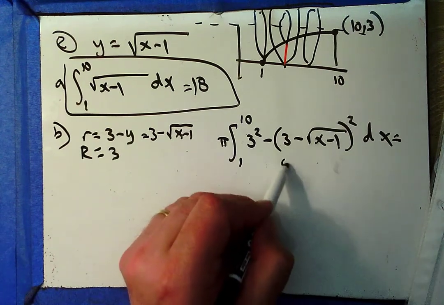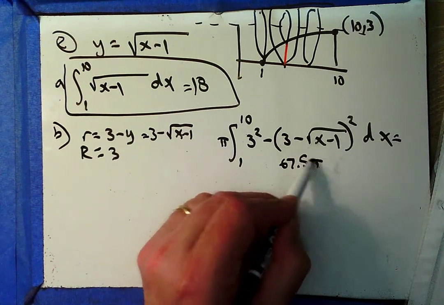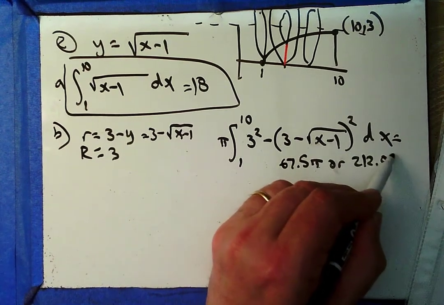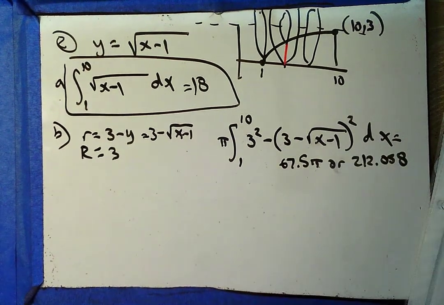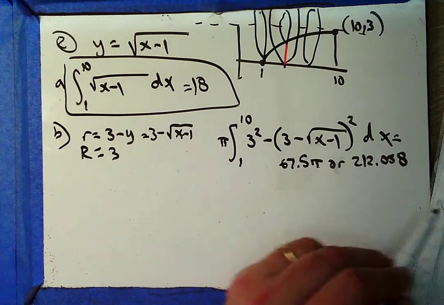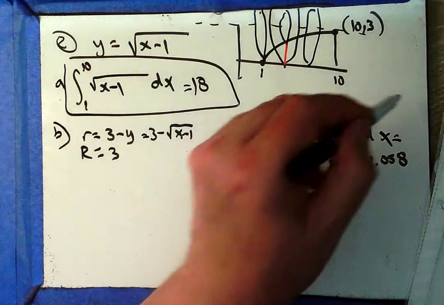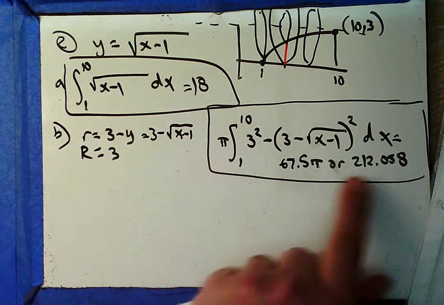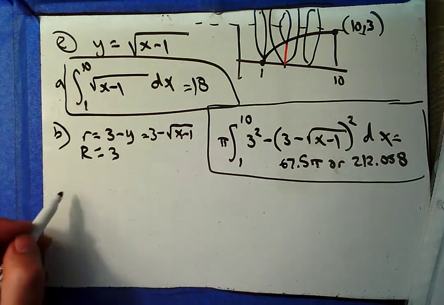I got 67.5 pi, or 212.058 for my volume here. And again, this would be all I would need to show. I don't even need to show both of those, just show one of them.